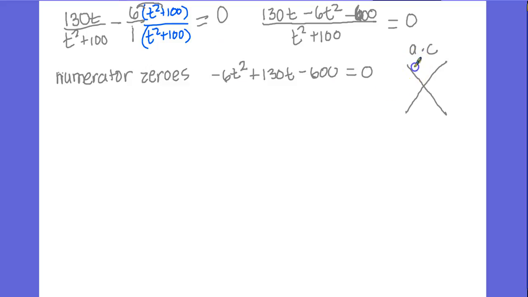A times C is positive 3,600. When numbers end in zeros, I like it. And then my B term is 130. I'm not afraid to factor this because the numbers end in zeros. I ignore them. I look at numbers that multiply to 36 and add to 13. I think 9 and 4 would fulfill that. Now I'm going to put my zeros back in because I need 2 zeros. So I'm going to do 90 and 40. 90 times 40 is 3,600. 90 plus 40 is 130. So there it is.